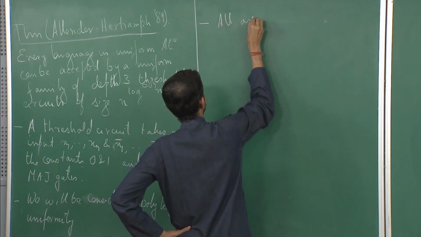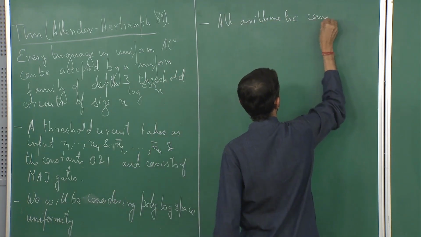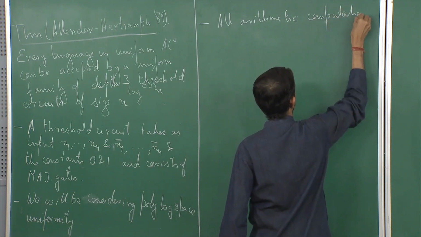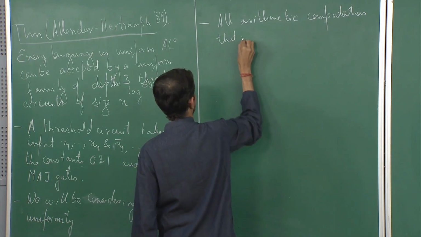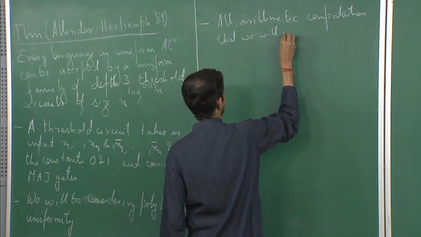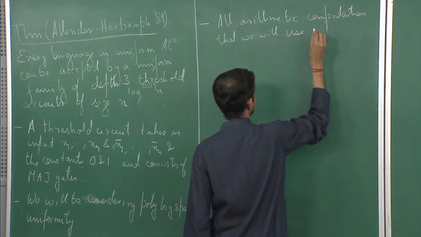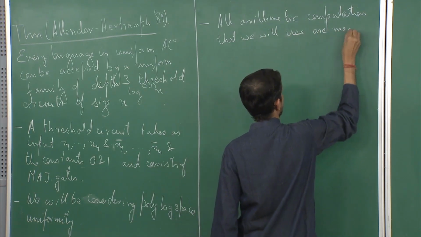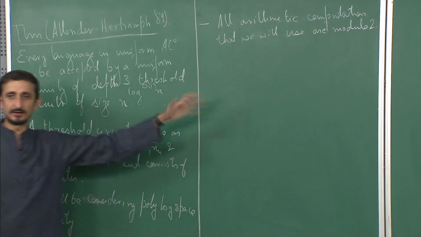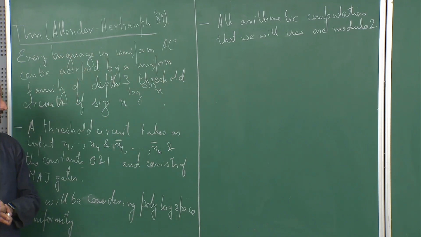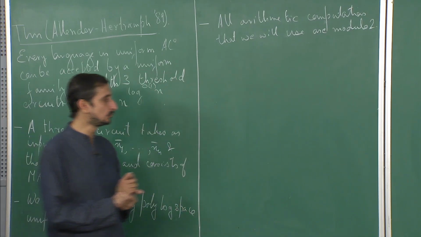One more point that I need to mention is that all arithmetic computations that we will use are modulo 2. Okay, so I won't be mentioning modulo 2 each and every time. For the rest of this discussion, we will just assume this. Okay. So, how does the proof go about?